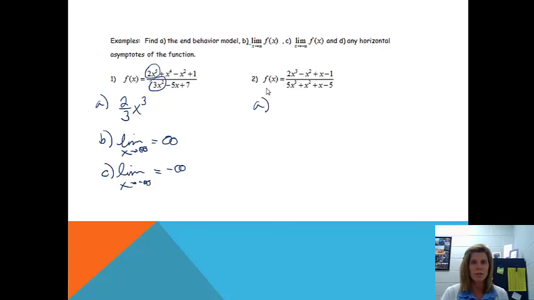All right, so let's look at example 2. Again, if I'm looking at the end behavior, I really only care about the highest exponent, so I'm really only caring about the 2x to the third up top and the 5x to the third down below.